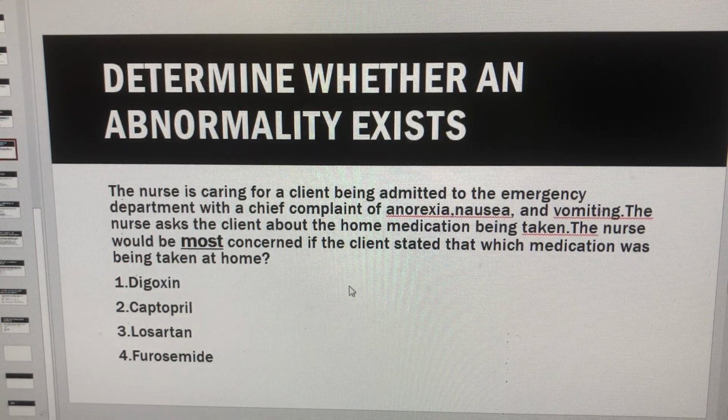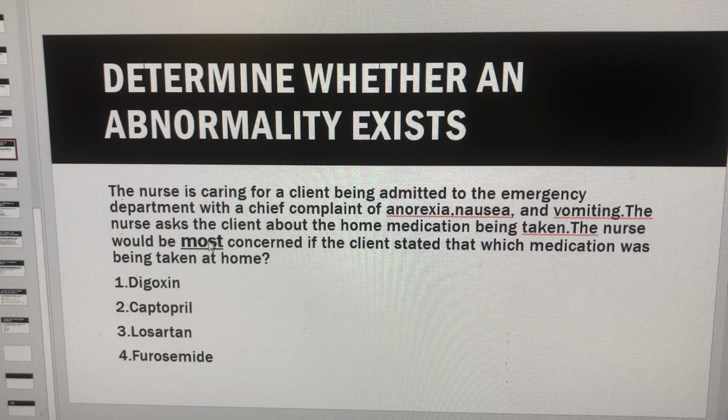Determine whether an abnormality exists. The nurse is caring for a client being admitted to the emergency department with a chief complaint of anorexia, nausea, and vomiting. The nurse asks the client about the home medication being taken. The nurse would be most concerned if the client stated that which medication was being taken at home. 1. Digoxin. 2. Captopril. 3. Losartan. 4. Furosemide. Note the strategic word most.